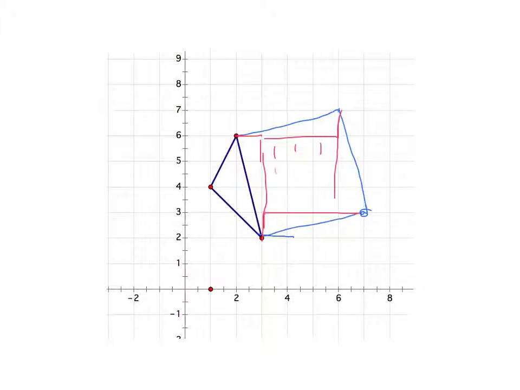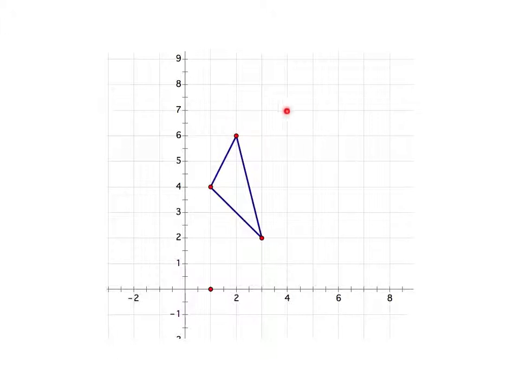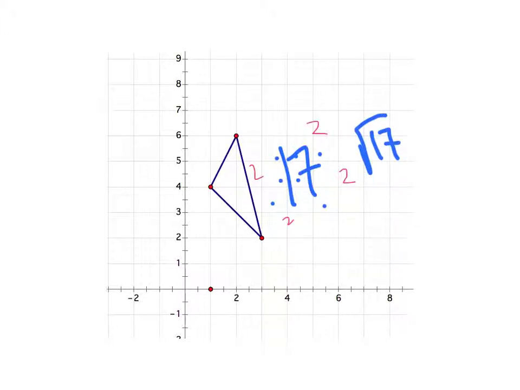1, 2, 3, 4, 5, 6, 7, 8, 9. These are 1, 2, 3, 4, which means half of those is 2, and those are all the same. Great, so what do we got here? We've got 2, 4, 6, 8, 9, 10, 11, 12, 13, 14, 15, 16, 17. So this is going to be 17, which means that this is going to be the square root of 17. Hooray!